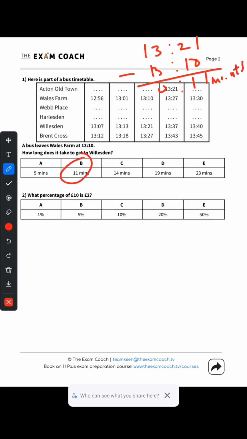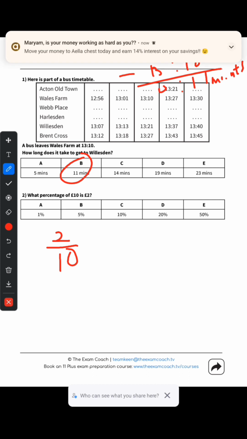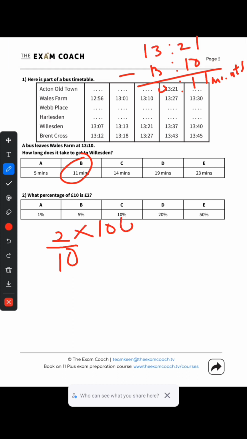B. What percentage of £10 is £2? You have to first write that as a fraction. So £2 as a fraction of £10. That's 2 out of £10, that's 2 over 10. And to make a fraction into a percentage, you multiply it by 100. 0 cancels 0, and we're left with 20%. So the answer here for this one is D.